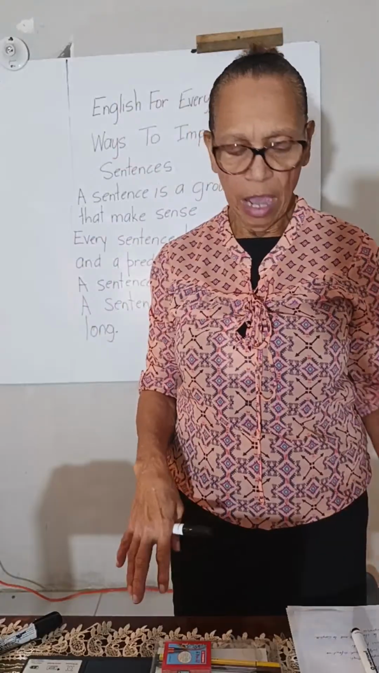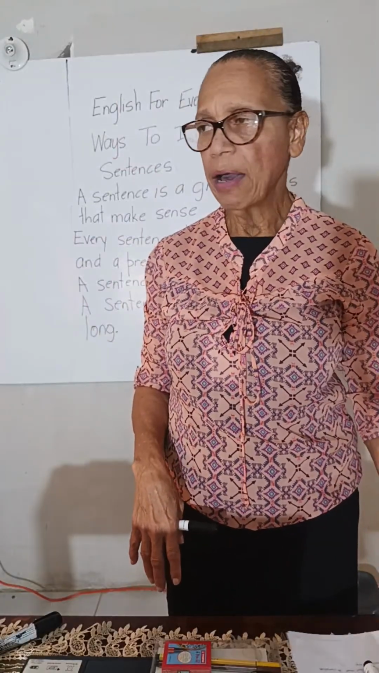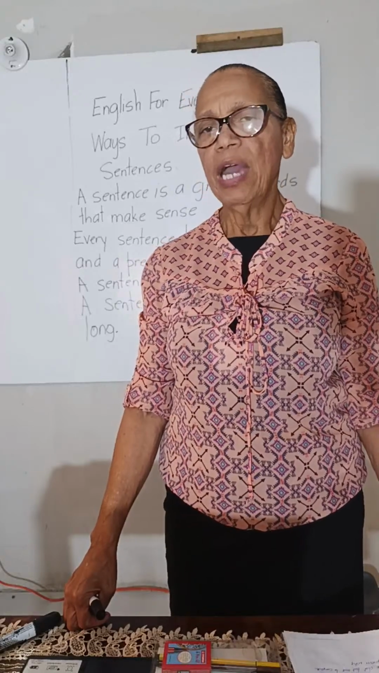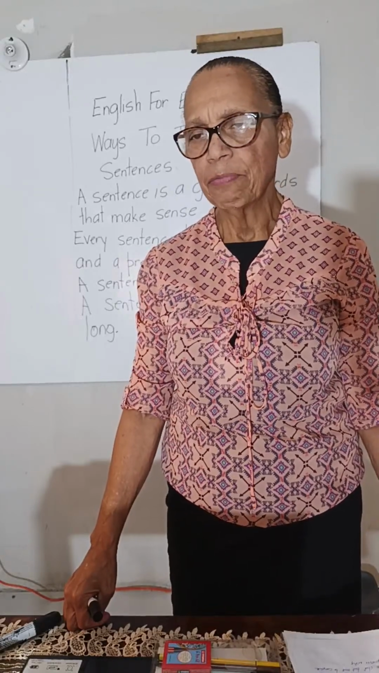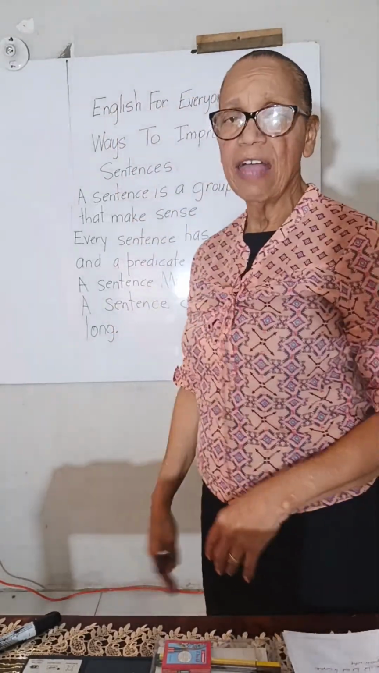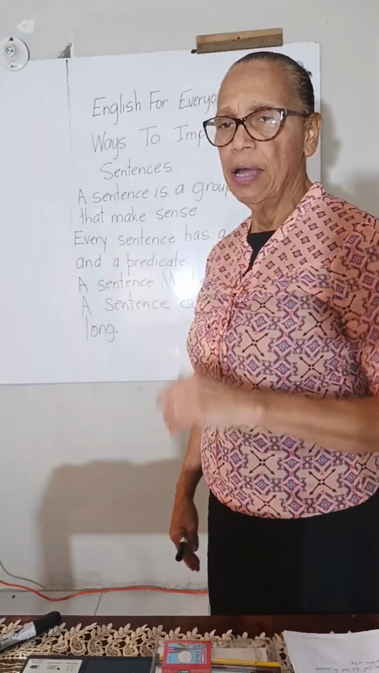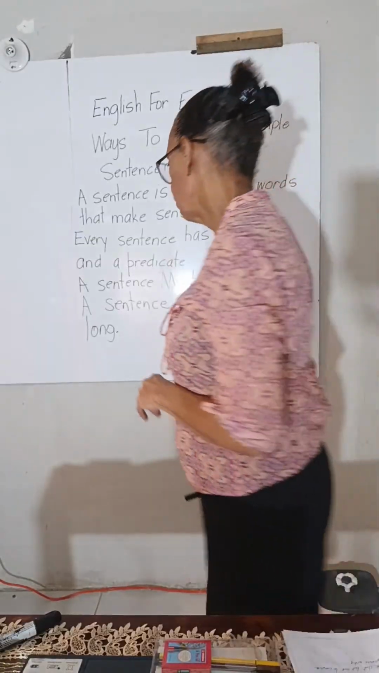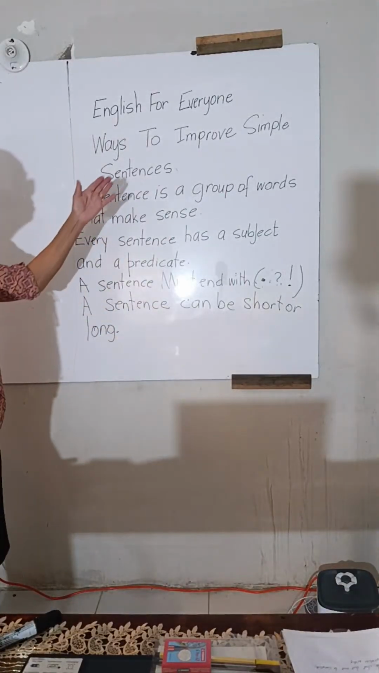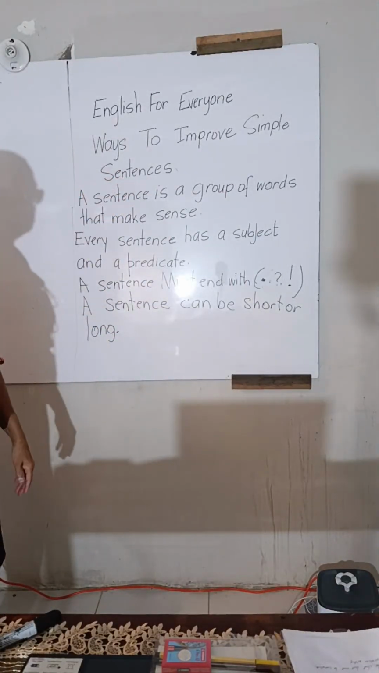So tonight we are going to look back at what we have been doing from last Wednesday. We have been looking at sentences, and so we're going to revise, and then we are going to go into a new area. Let's look at the board. Ways to improve simple sentences.